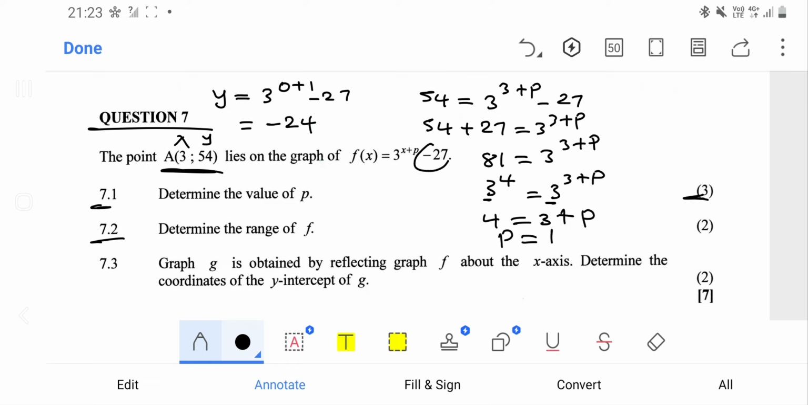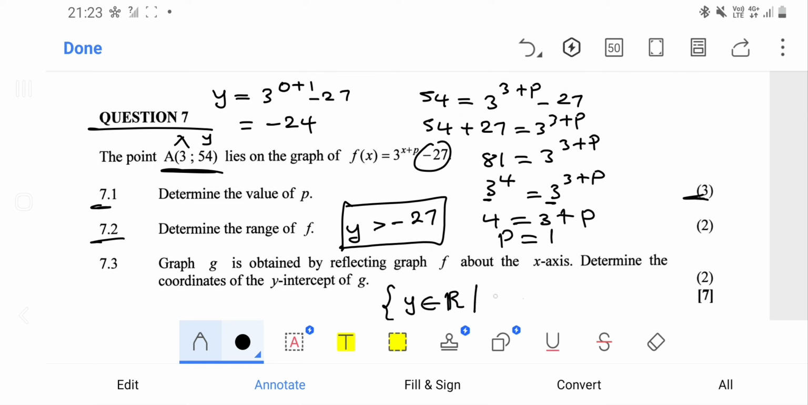So minus 27 is our asymptote. This means the graph will be above the asymptote. Therefore, y is greater than negative 27. This is the range. You can say the range is: y is an element of the real values given that y is greater than negative 27, and this is the range.